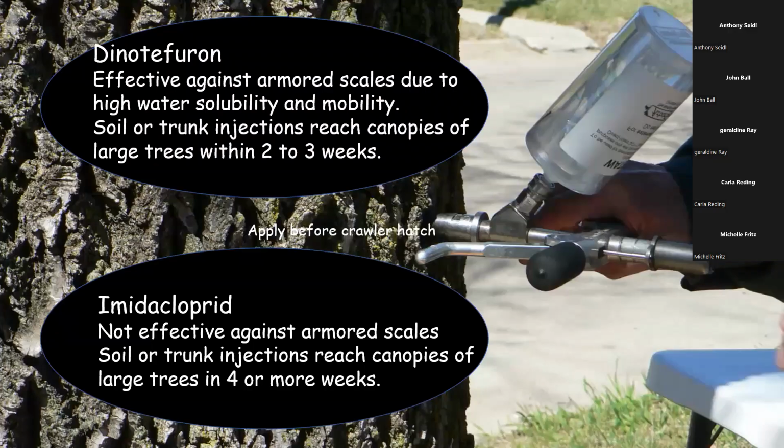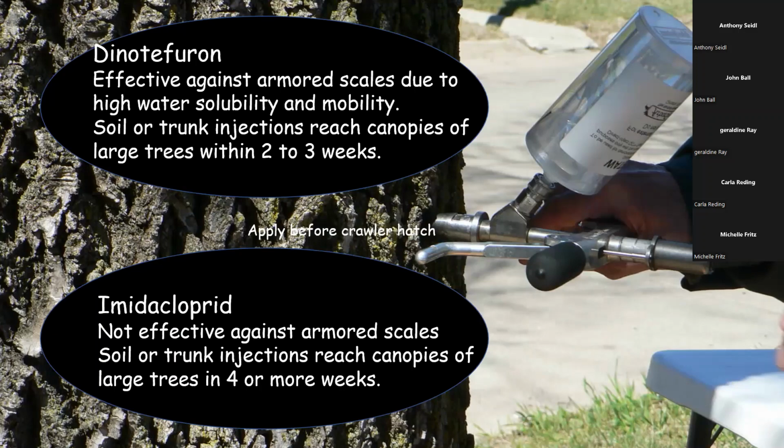But dinotefuran is actually one that is highly effective, and it's effective against armored scales and soft scales because of its high water solubility and mobility. So any chemical that has this active ingredient that's labeled for scales is effective. And so this can be used as a soil or trunk injection. It will take about 2 to 3 weeks to reach the canopy of the tree, remember, where they're all feeding. So again, you want to apply this about 2 to 3 weeks before the egg hatch, before the crawlers are out, which means in some cases, you really need to get out there now for large trees.